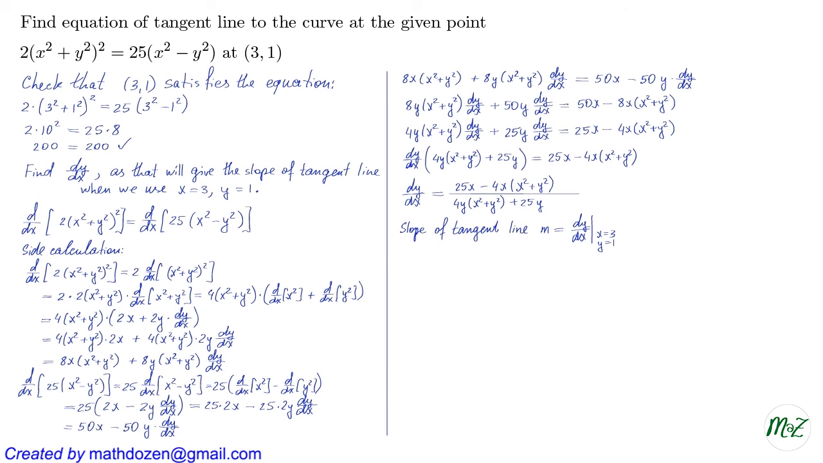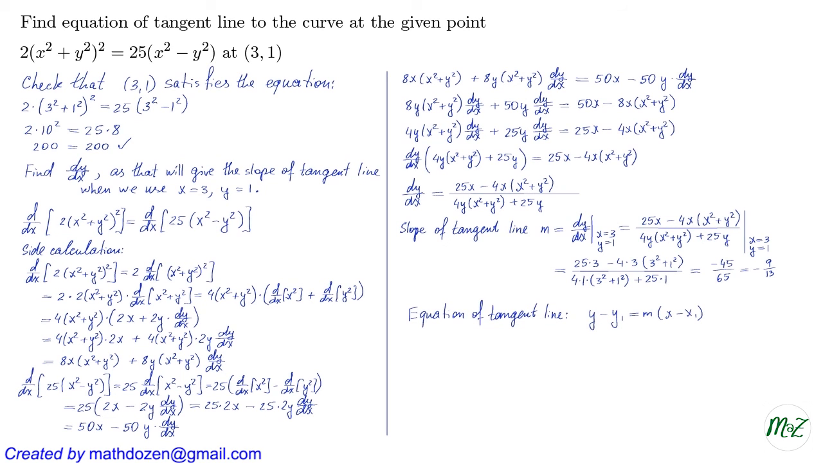We use it to find the slope of tangent line. Just gonna take this formula and then plug in x equals 3 and y equals 1. Do some arithmetic, reduce it, and we have that the slope is negative 9 over 13. Okay, great. So now we're ready to get the equation of tangent line. So it's going to be y minus 1 equals negative 9 over 13 times x minus 3. So if we add 1 to both sides, we have this solved for y equation. y equals negative 9 over 13 times x minus 3 plus 1.